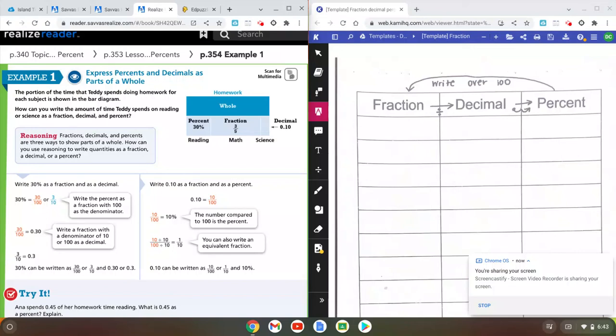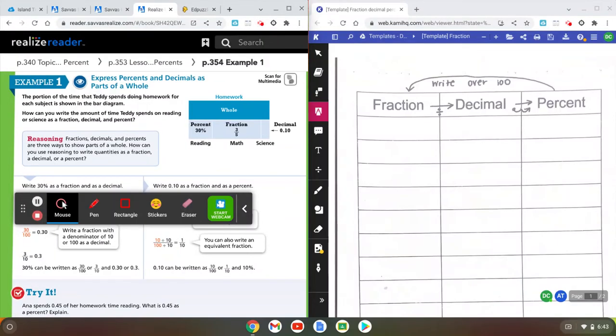In this lesson, we're going to see the relationship between fractions, decimals, and percents. So if we look at example 1, it says the portion of the time that Teddy spends doing homework for each subject is shown on the bar diagram, this diagram to the right. How can you write the amount of time Teddy spends on reading or science as a fraction, decimal, and percent?